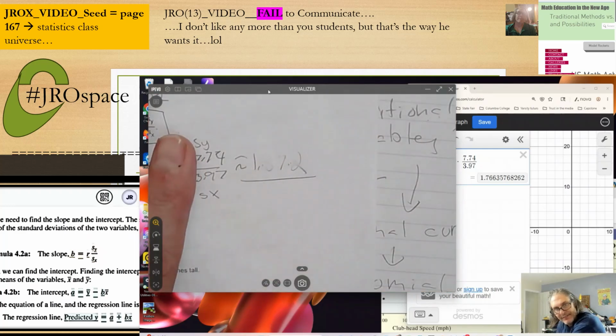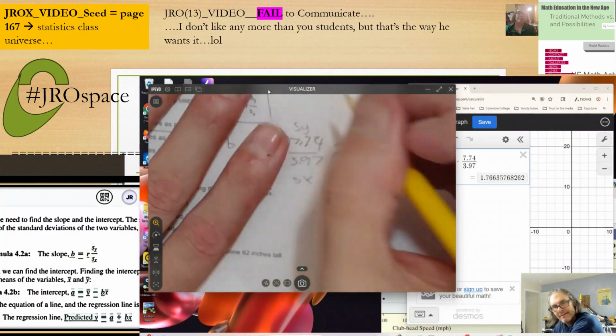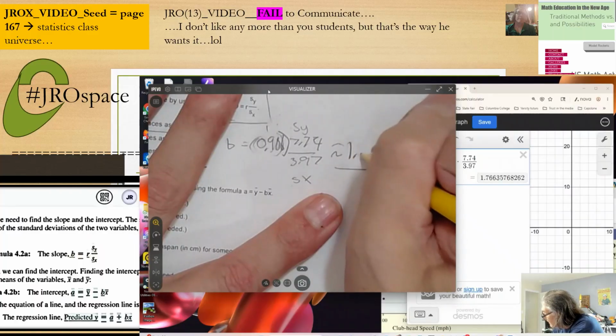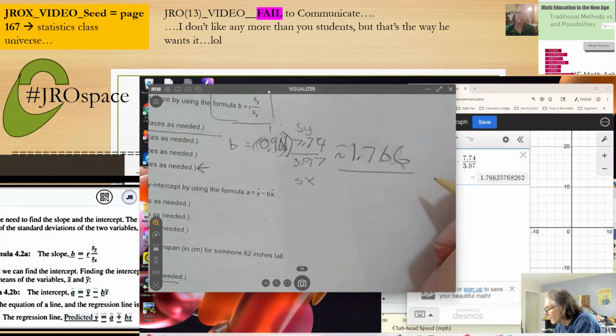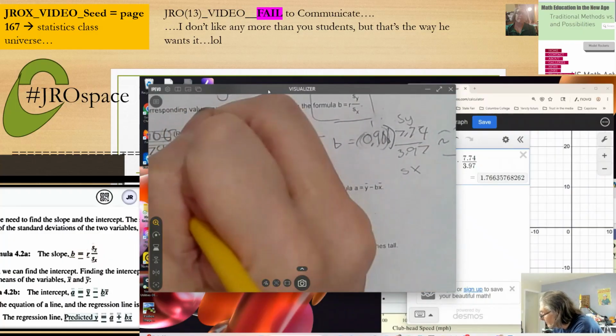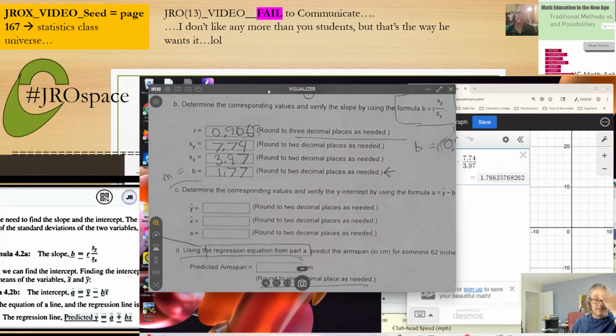I was suspicious of something there. What did I get? 1.76. 7.66, which would round up to 1.77. So there we go. Now we got it matching. All right.